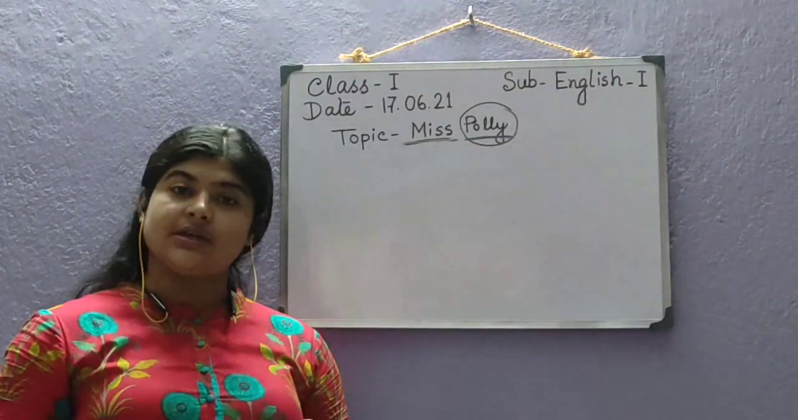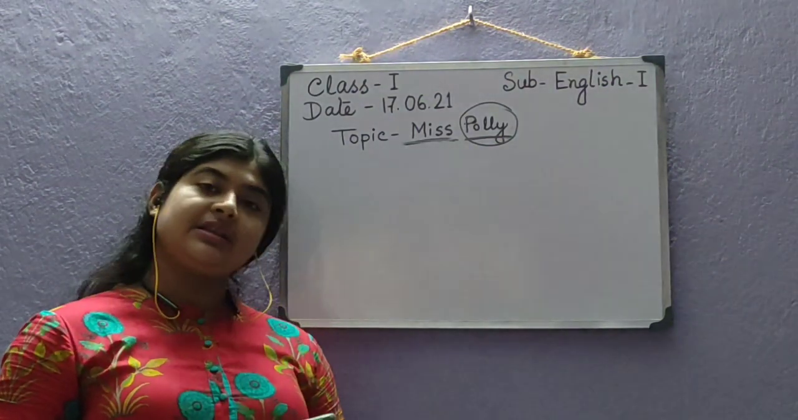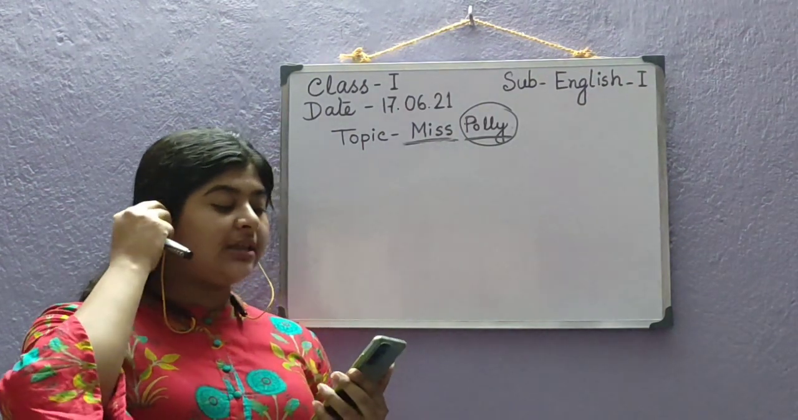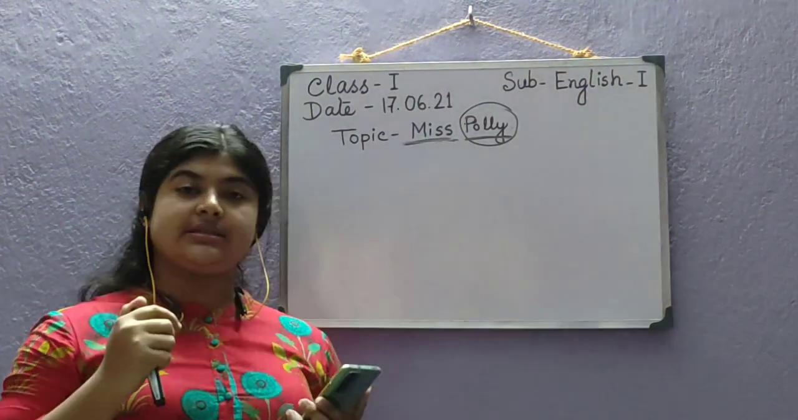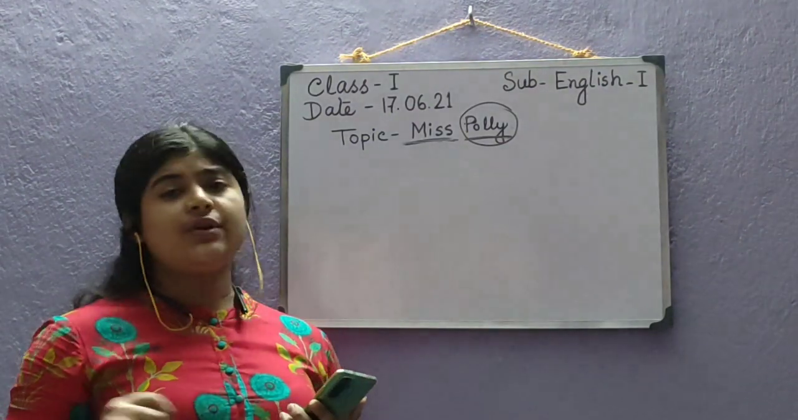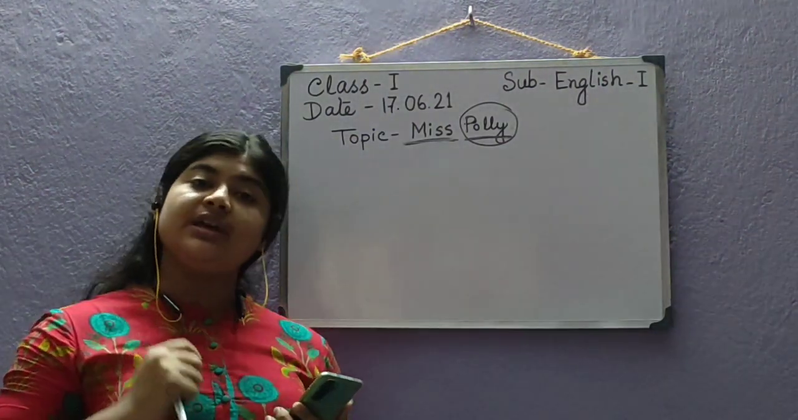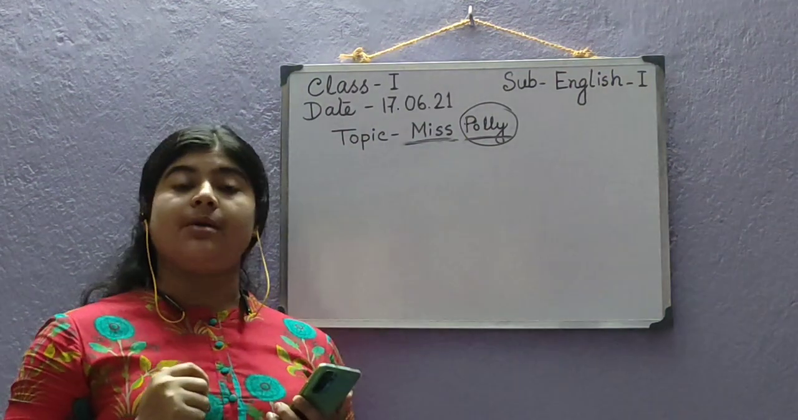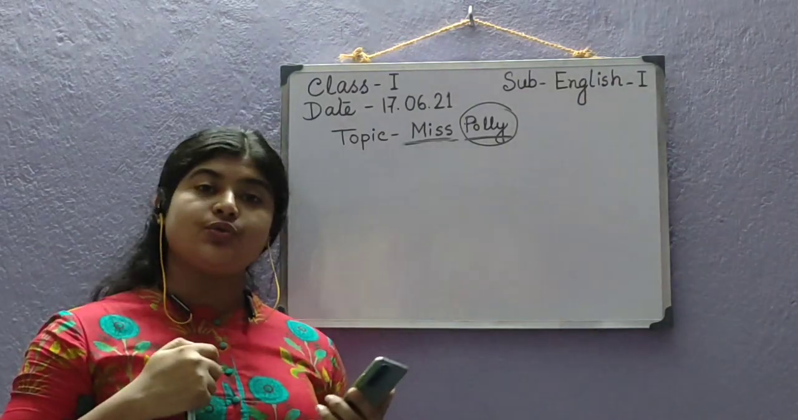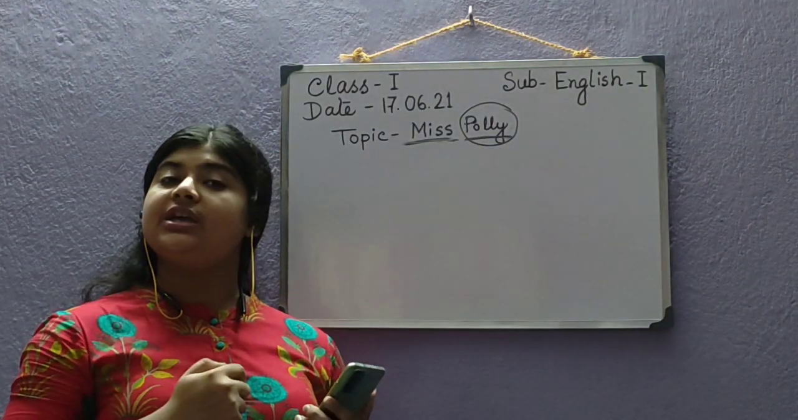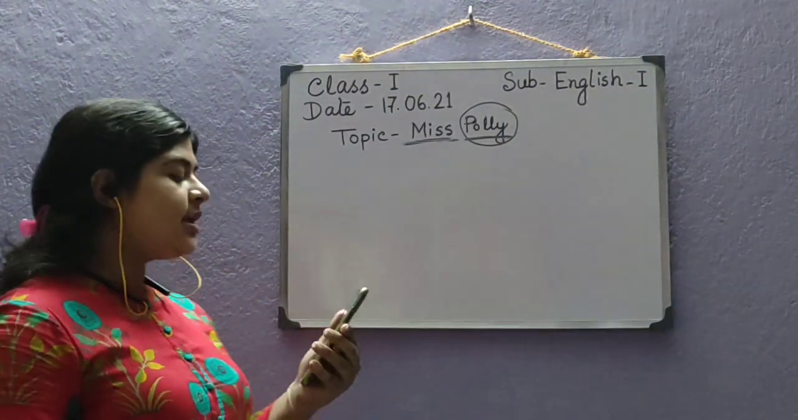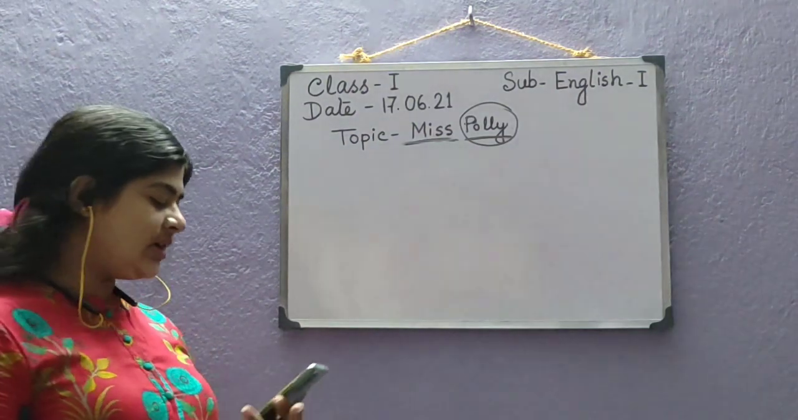Our mothers are married, and we never take our mother's name as Miss. Suppose your mother's name is Reena. We never say Miss Reena. We have to say Mrs. Reena because our mother is married. So before the name of a married woman, we can never use Miss. We have to use Mrs. So Miss Polly, definitely she is a girl.